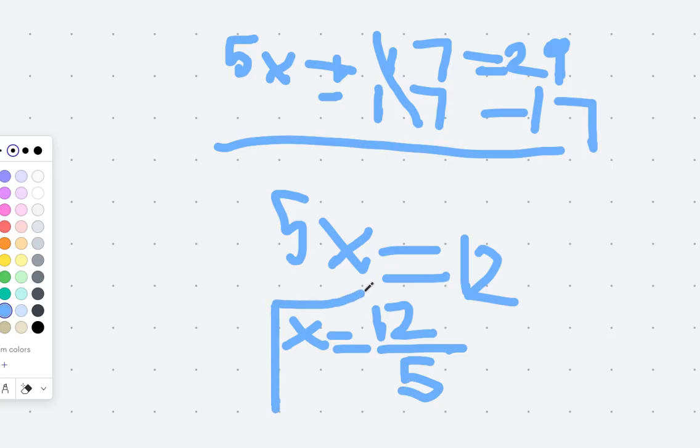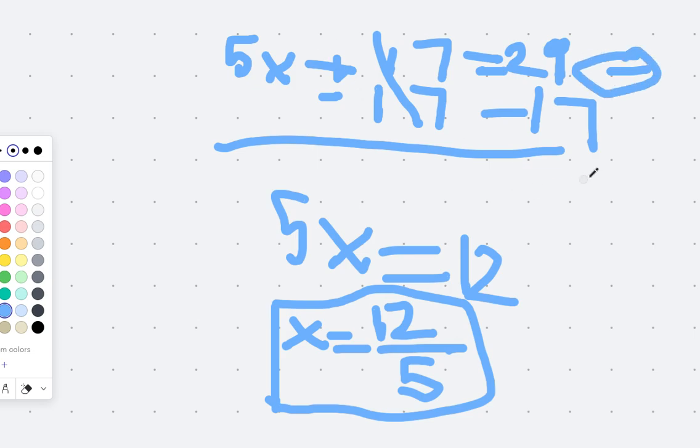Make sure to also box your answers to make it easier for your teacher. Okay. The main difference between just doing 5x equals 12 and this is that this is multi-step. First, you do the subtraction on both sides. Then you do the division. That's why it's multi-step.